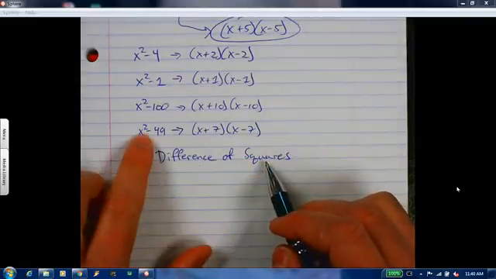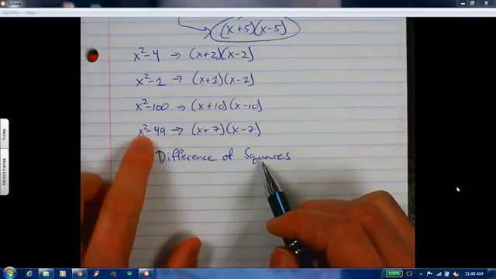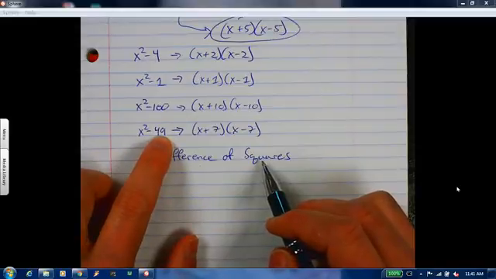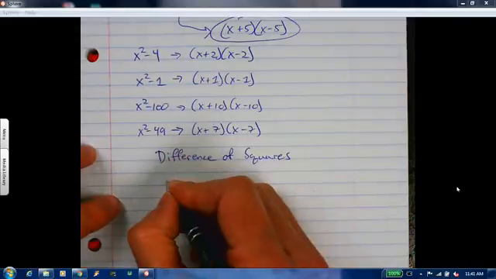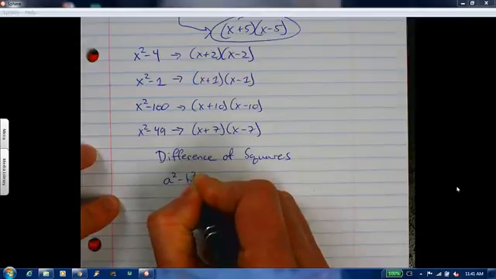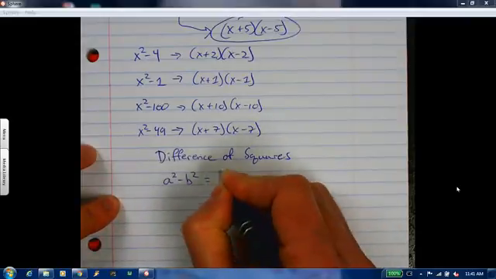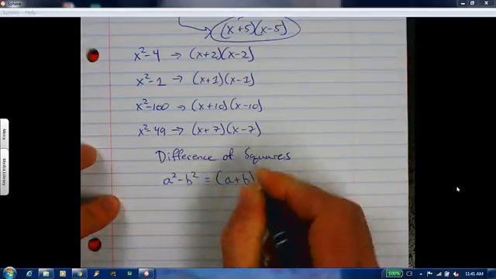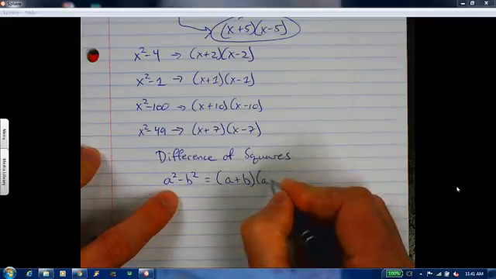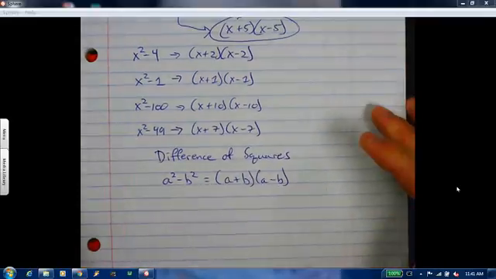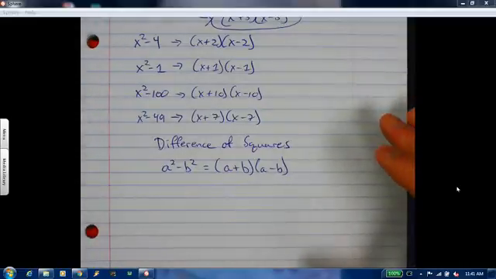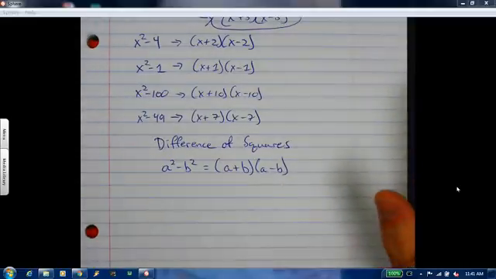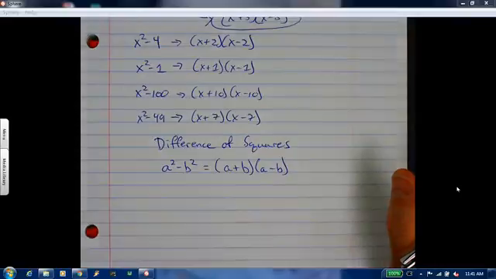So what did they square to get x squared? Yeah, x. Don't overthink it. What did they square to get 49? 7. So the formula is if you have a squared minus b squared as your original problem, that factors into a plus b, notice it's the square roots, times a minus b. So a plus b times a minus b.